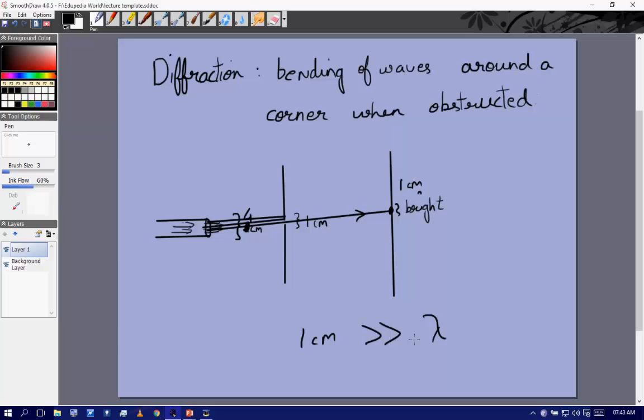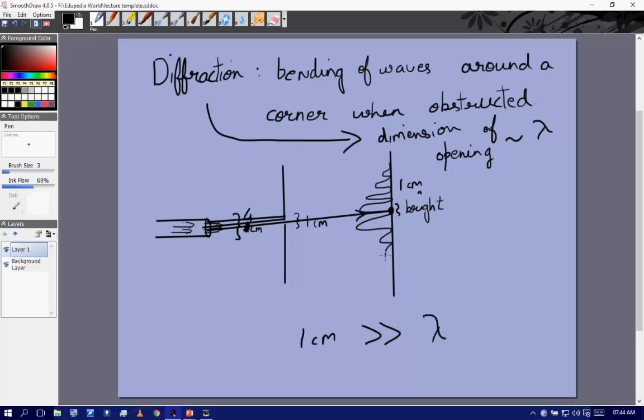Right, so the first thing you need to remember is that diffraction is only observed when the dimension of the opening is approximately of the order of the wavelength of light. Right, so what is the order of the wavelength of light? It is of the order of 400 to 700 nanometers. So if the width of this slit was of the order of 400 to 700 nanometers, or of the order of 10 to the power minus 7 meters, in that case we would not see a single bright fringe, we would actually see bands of bright and dark light.